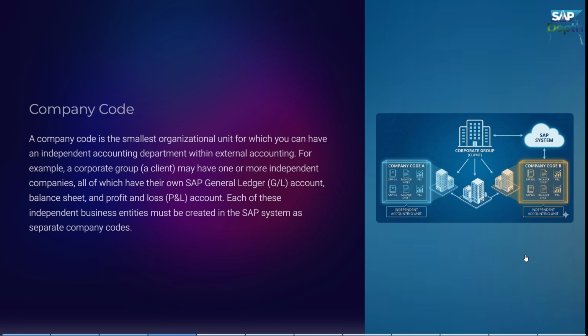For example, in a group like Tata, Tata Motors and Tata Steel would each be a separate company code. This ensures compliance with external accounting rules. Remember, all company codes roll up under the client, but they are independent for financial reporting.